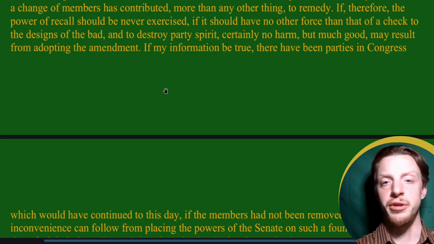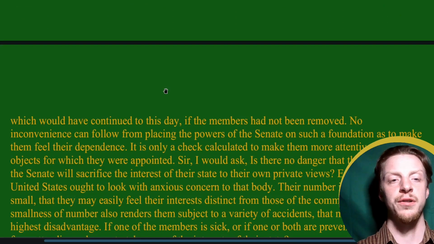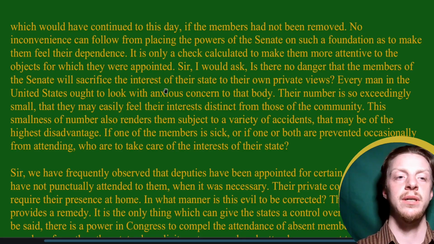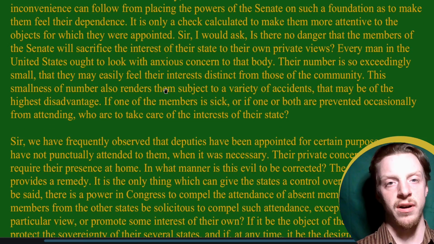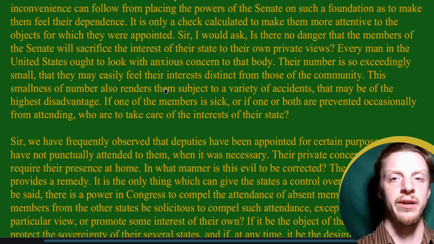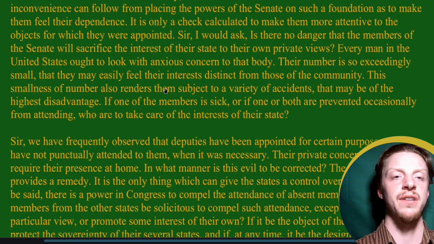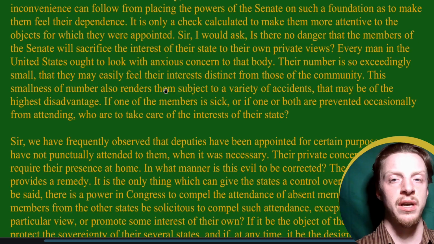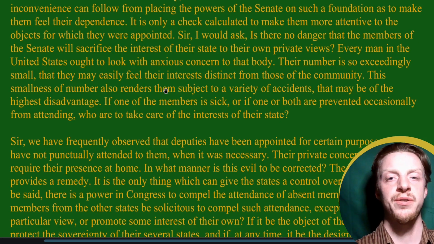If my information be true, there have been parties in Congress which would have continued to this day if the members had not been removed. No inconvenience can follow from placing the powers of the Senate on such a foundation as to make them feel their dependence. It is only a check calculated to make them more attentive to the objects for which they were appointed. Sir, I would ask, is there no danger that the members of the Senate will sacrifice the interest of their state to their own private views?